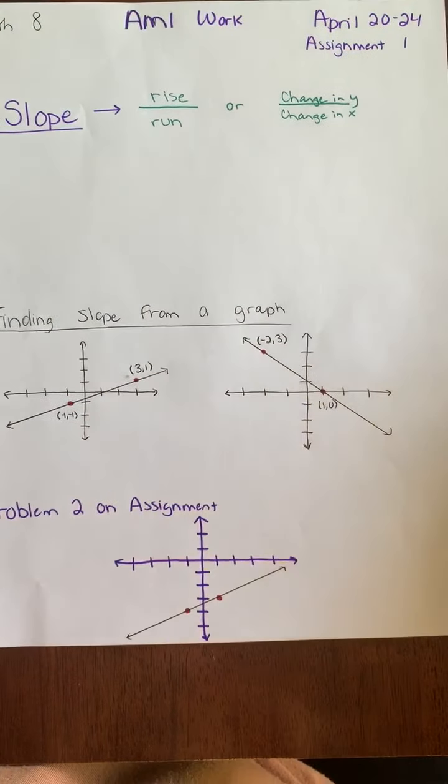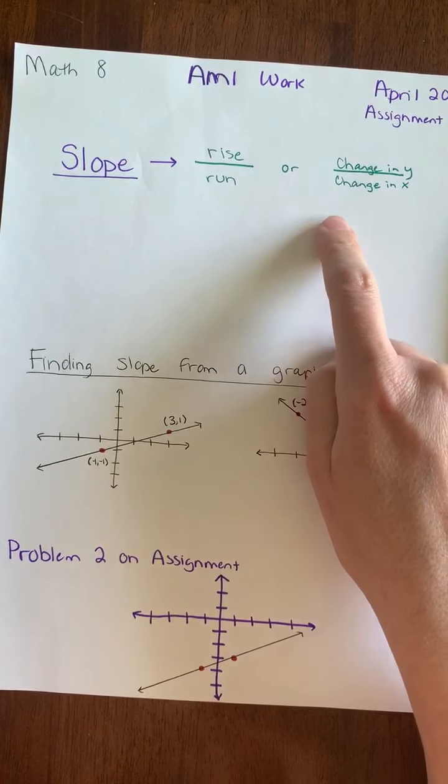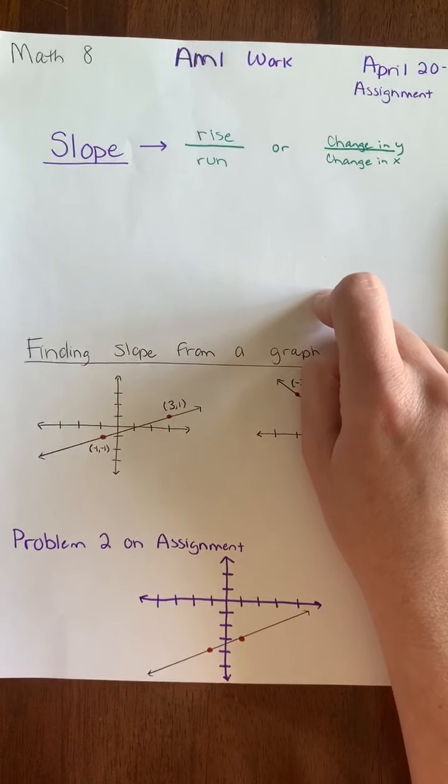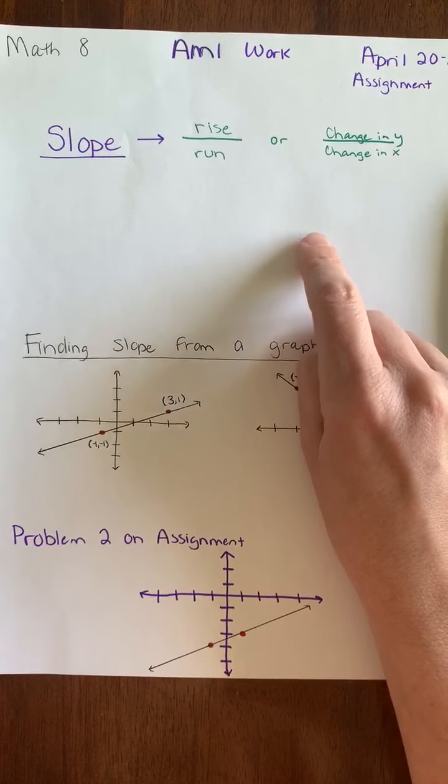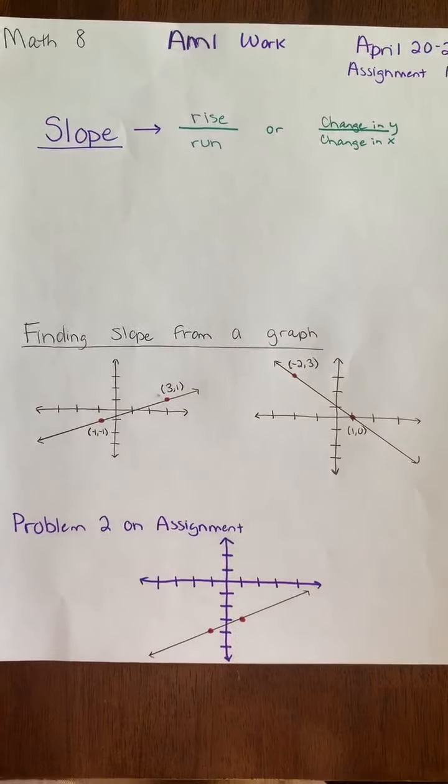Okay, and so remember that if you're going up, it's going to be a positive number. If you're going down, it's going to be a negative number. To the left is negative and to the right is positive. And that's just the same as the numbers are laid out on the coordinate plane.